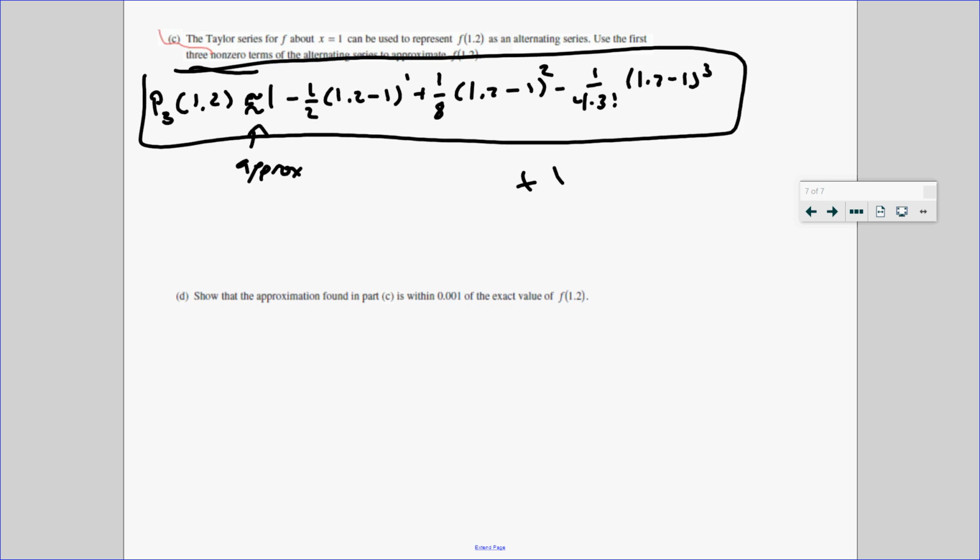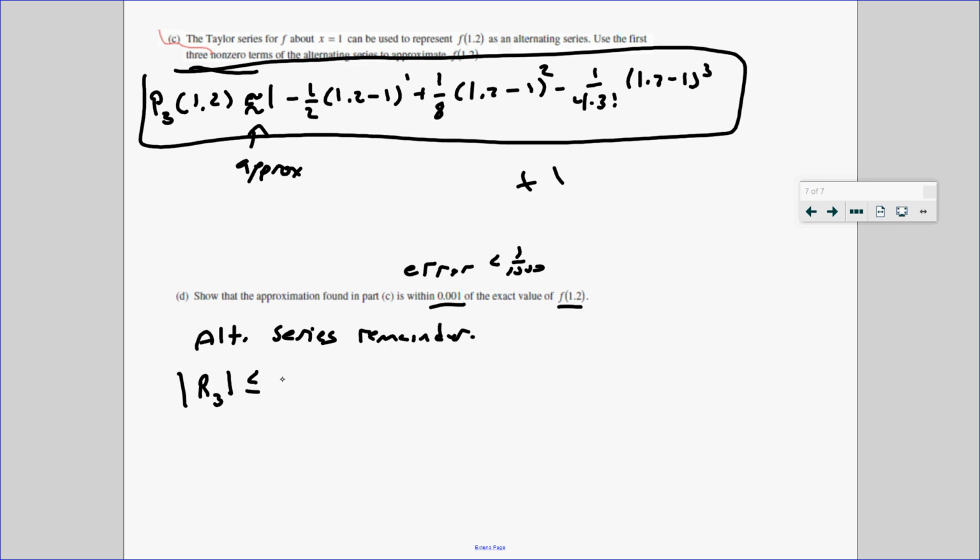And then the last part, show that the approximation has an error of less than 1 over 1,000. And to do that, we look at the series. Positive, negative, positive, negative. This is an alternating series. So this is our alternating series remainder right here. So what does the alternating series remainder say? That the error in the third term is less than or equal to the fourth term.